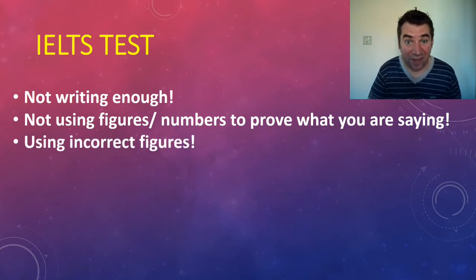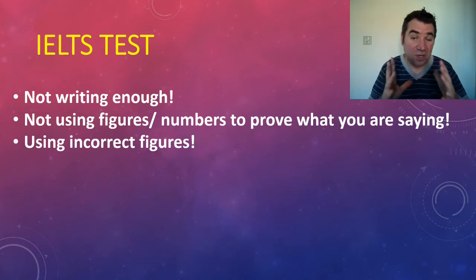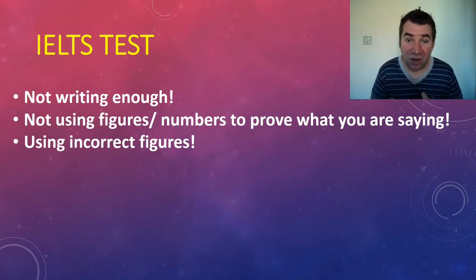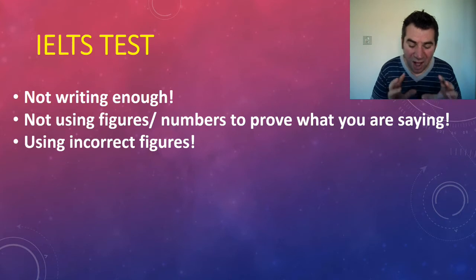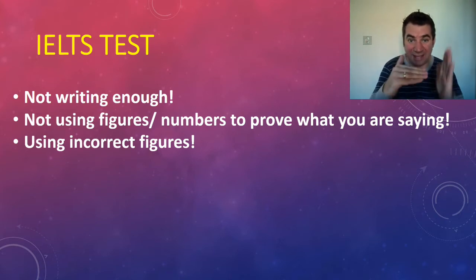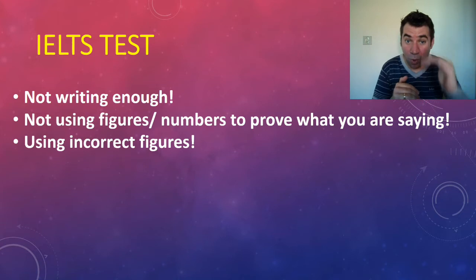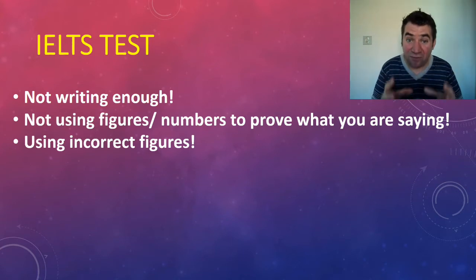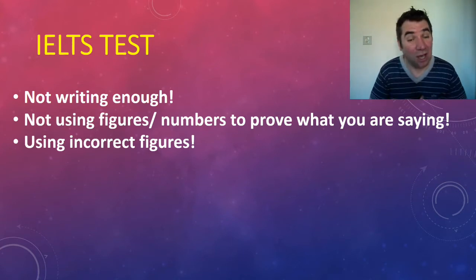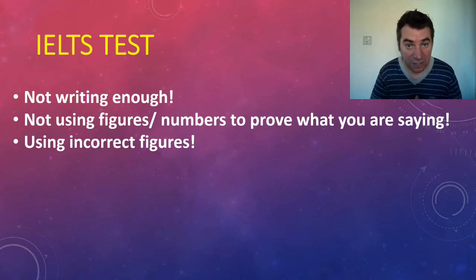Using incorrect figures. Now, when you first look at your graph or your pie chart, spend 1 or 2 minutes understanding exactly what is on the X and the Y axes. Is it time along the X axis, and on the Y axis, is it in percentage, is it in millions, is it in billions? You have to get your facts right, because if you write incorrectly, again, you're going to lose marks for that.